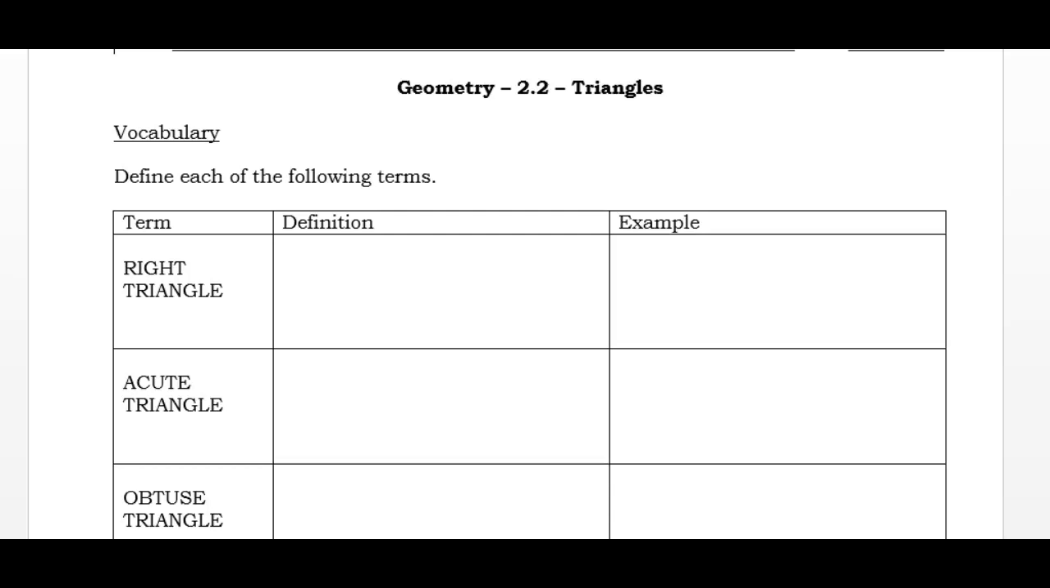This is Geometry Lesson 2.2, and in this lesson we're going to talk all about triangles. So we'll start with some definitions. The first one is a right triangle. So I'm going to draw a right triangle here. A right triangle is a triangle with one 90-degree or right angle.